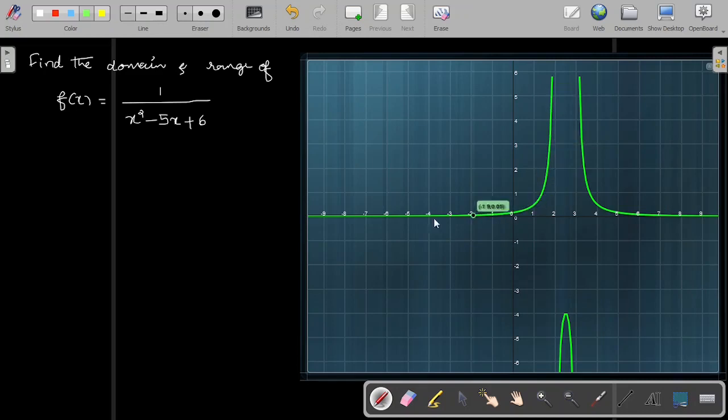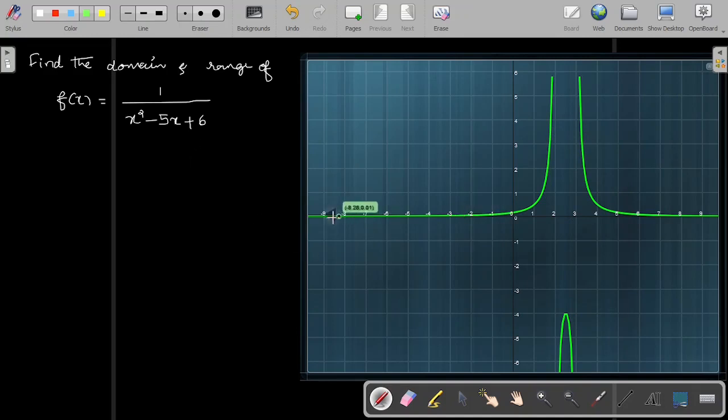This shows the values of y. At x greater than 3, these are the values of y. And for x in between 2 and 3, here is the part of the graph. But exactly at 2 and 3, you don't have a value of y. Hence, the domain of the function is all possible values of x except 2 and 3.